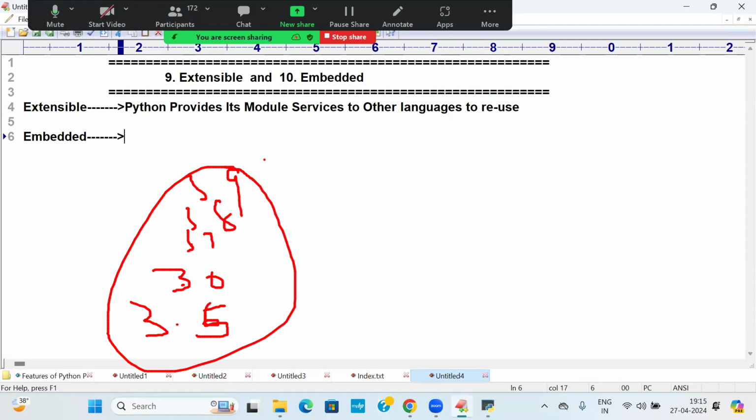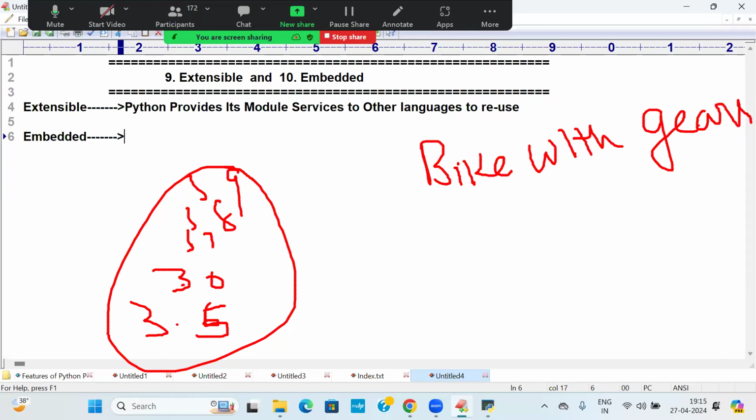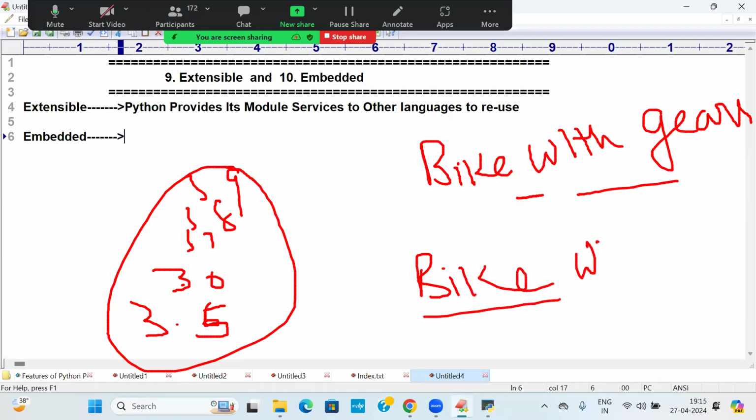A small analogy I want to give you. A bike with gears will give you what? More mileage. Correct? But if you take a person who is fed up with changing the gear, when he is thinking about something he forgets to change the gear, what will happen? It will stop or not? There is one more thing, a bike without gears, a scooty, without gears, what is happening? Less mileage.